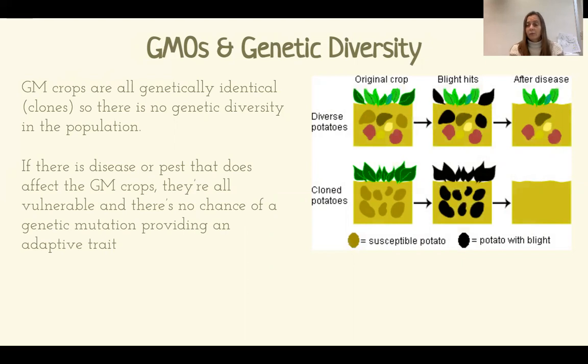So if we look at an example here, we have a field where we have a diverse crop of potatoes, and when a blight hits, it kills off only certain species of the potatoes or certain genetic phenotypes of the potatoes. And so some of the potatoes survive. If, on the other hand, we have a genetically modified potato, a cloned potato, and it's susceptible to the blight, nothing's going to survive. And so it's a classic example of an improvement in one department that can create a problem in another.